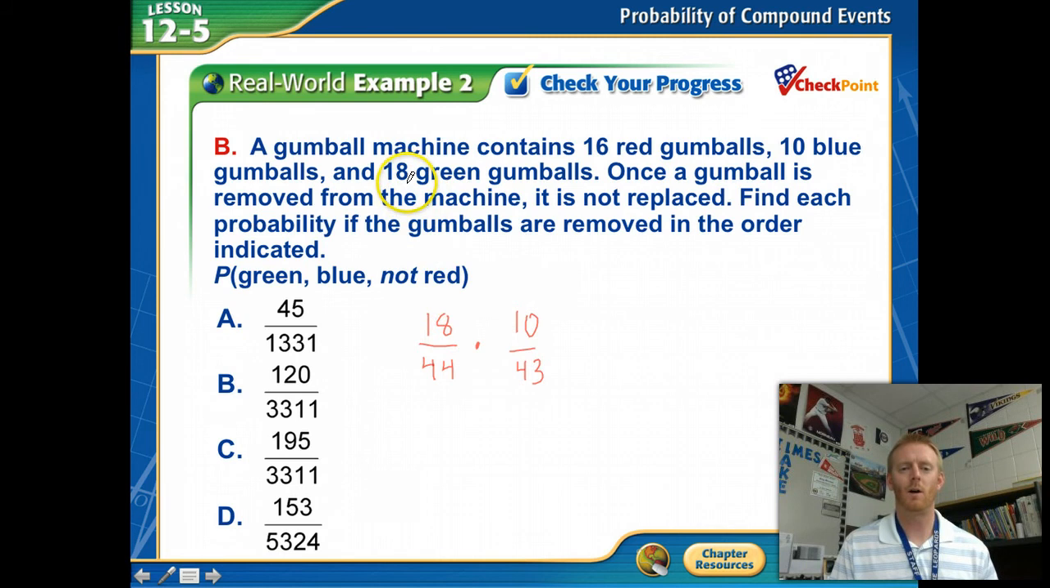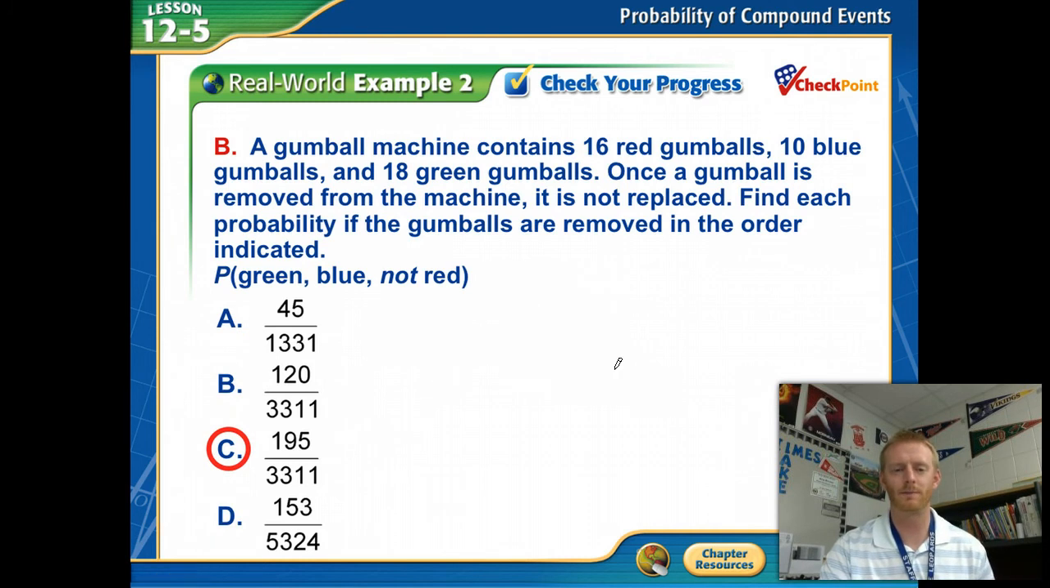Well, if we take one of the greens and one of the blues, we're down to 42 left over. So how many of them are not red is our next choice. So green and blue, that would be 28 of them are not red. And that's why we get their answer. When we multiply them, we get 195 over 3,311.